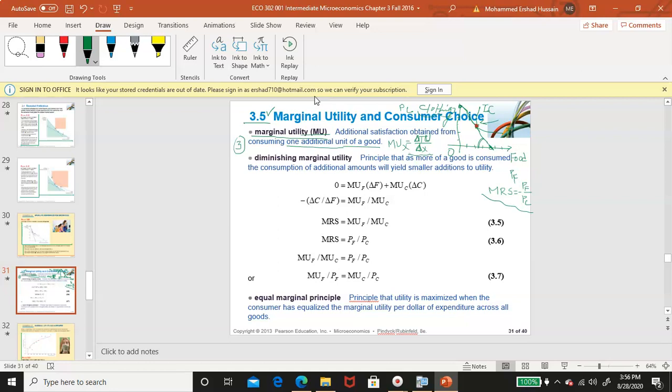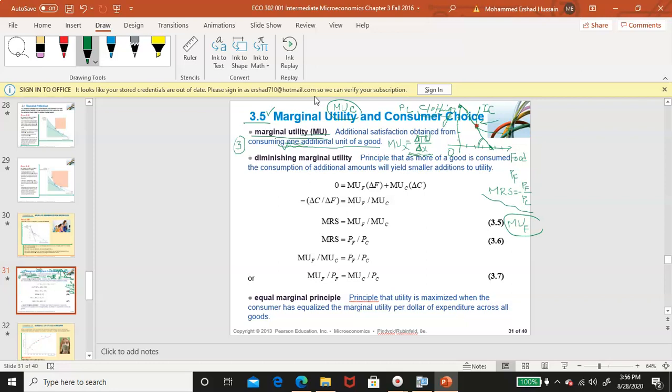So when you take that ratio, this ratio tells us how much total utility will change when you consume one more unit of food, item X. So here for us, this is marginal utility of food. And similarly, we will have marginal utility of clothing.